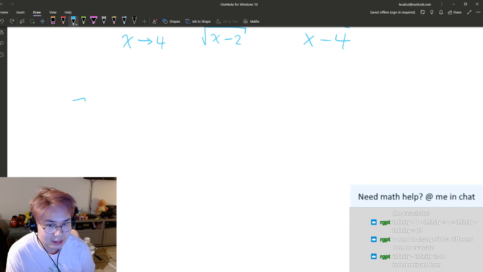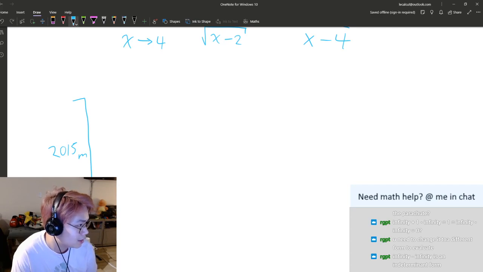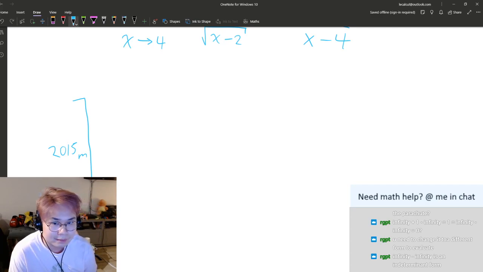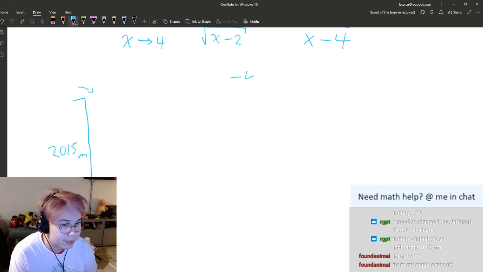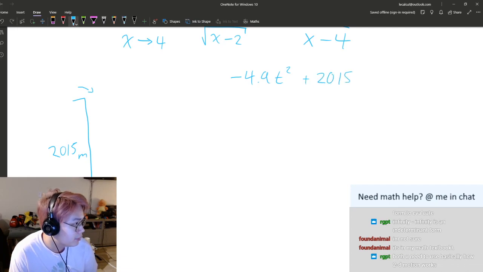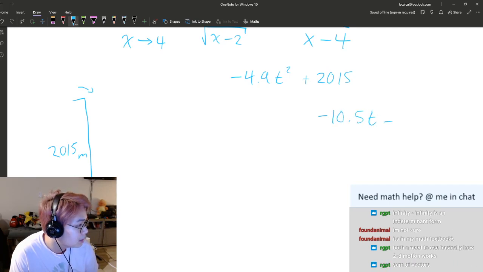Okay, hold on. Let me reread this. You have this mountain that's 215 meters high. Is this physics? This totally seems like a physics question. And then he skis off the mountain. Basically, your two equations are -4.9t squared plus 215, or 2015, and then -10.5t plus 980.